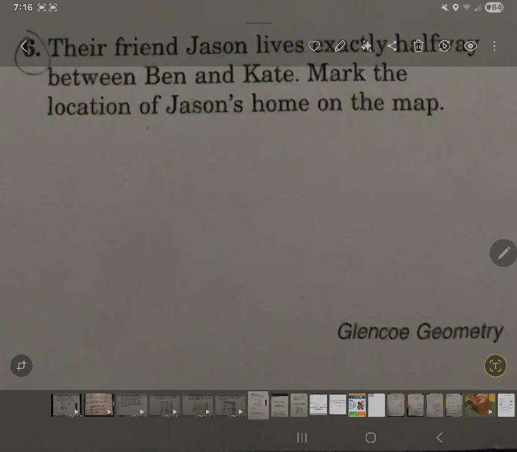So we could look at the graph that we did a minute ago and kind of guess where halfway between Ben and Kate's is, right? And that's where Jason lives. But we actually need the 2 points. We need an X and a Y value, right, in order to mark that on a coordinate point.